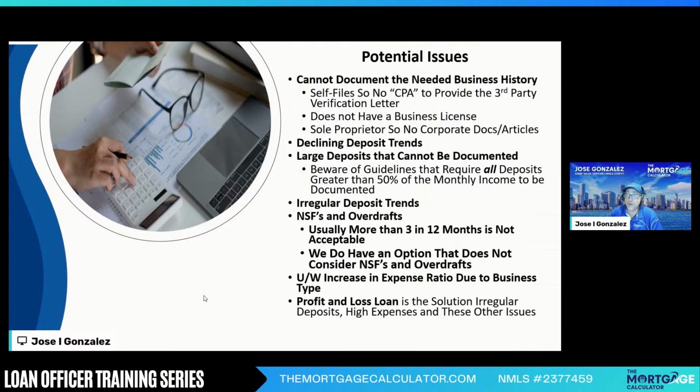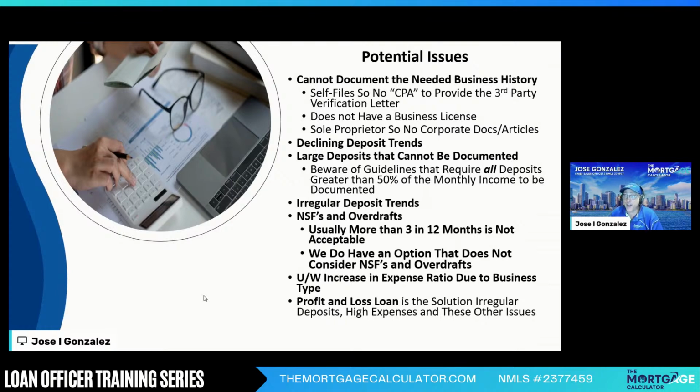NSFs and overdrafts. Definitely you want to look at this one. Now, I will state that we do have an option that does not consider NSFs and overdrafts that are properly explained, if they make sense. But then there are other options where if it's 3 or more in 12 months, the deal is dead. So for that, you'd have to really look into the guidelines, see what they state, and if anything, reach out for clarification to who makes that final decision. Is it just a judgment call from the underwriter, or is it that we don't care at all? That's what you've got to look at.